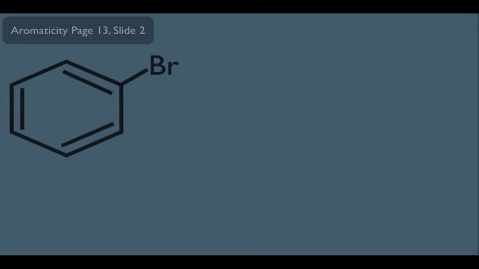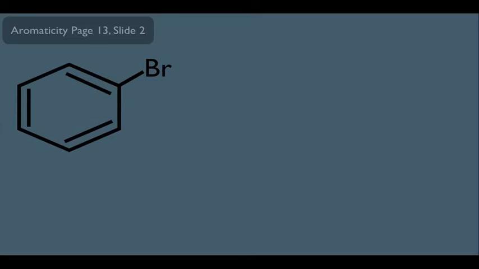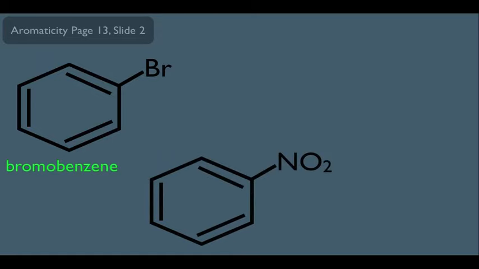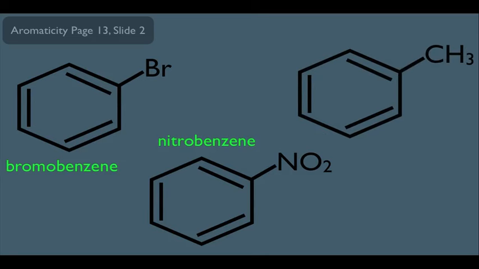For instance, let's look at this molecule right here. If you have a benzene ring with a halogen attached to it, in this case bromine, you would simply call this bromobenzene. This molecule right here has an NO2 group, or a nitro group, so it's simply called nitrobenzene. So the names kind of fit. However, not all of them do. For instance, this is a very popular molecule, a benzene ring with a methyl. Its name is actually toluene. So that one you're just going to have to straight up memorize.